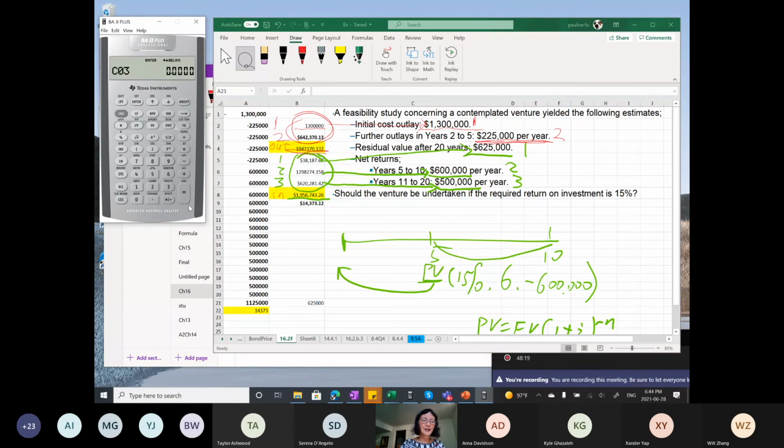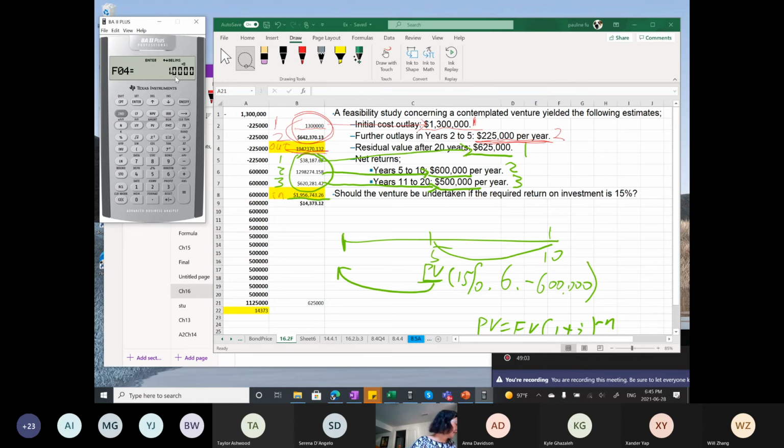The next number is 500,000. This number occurred, if you count here, 9 times. So enter. Down arrow key. This number occurred 9 times. Enter, and down arrow key. The next cash flow is 1,125,000, and then the 30. It is this number. This is the last year. Enter. Down arrow key. This number occurred only 1 time.